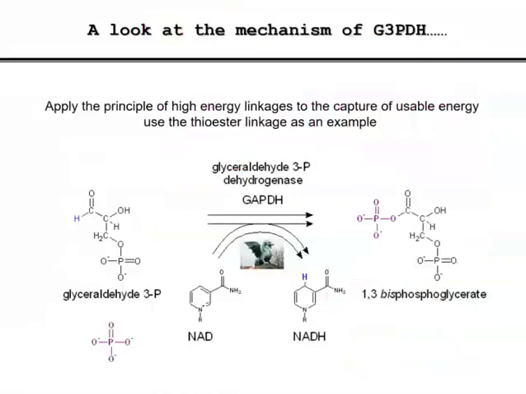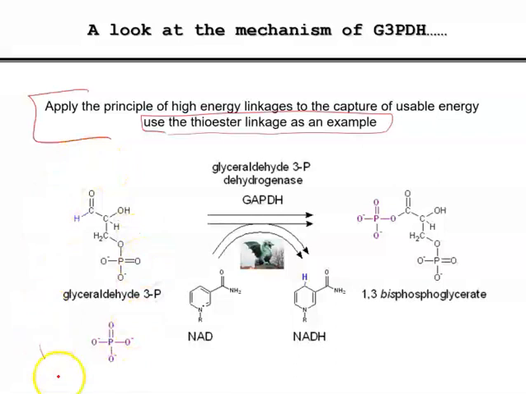So let's look at the mechanism of glyceraldehyde 3-phosphate dehydrogenase. And here we're going to look at this learning objective: apply the principle of high energy linkages to capture of usable energy. Use the thioester linkage as an example. So we are going to be forming here a thioester linkage in the process of catalysis.